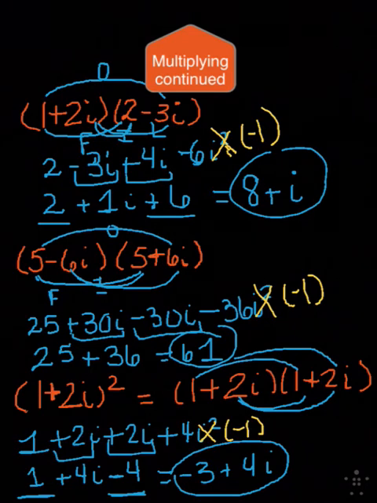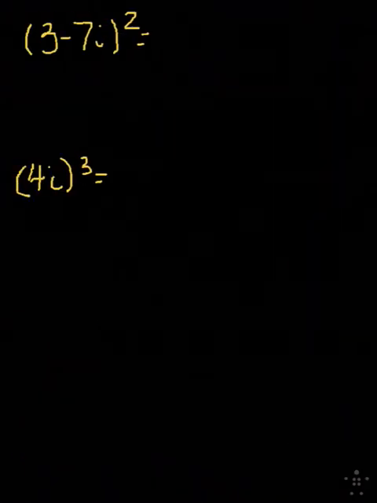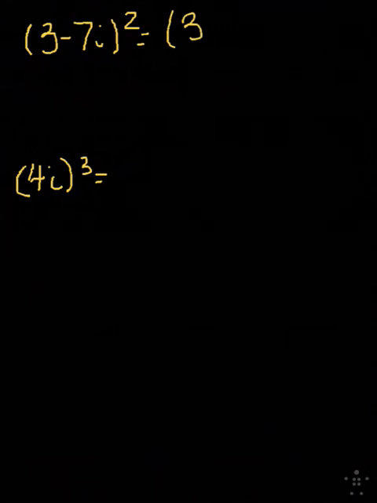Last one, I believe here. Okay, so last two. So very similar. We have 3 minus 7i, quantity squared. So going back to what we talked about earlier, if you have the square, that means you have 3 minus 7i twice.